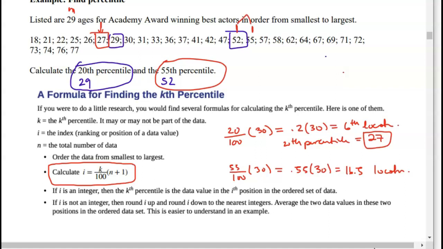So for 16.5, you do the average between the two. You do 52 plus 55 divided by 2. This gives me 53.5. So by hand, the 55th percentile is 53.5. By StatCrunch, it was 52. So do it by hand when you do your homework, because this is the formula that the homework problems use.